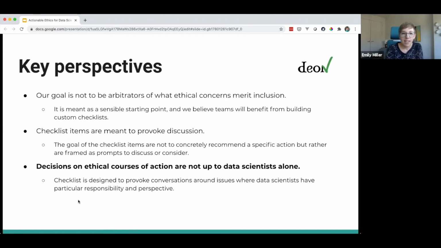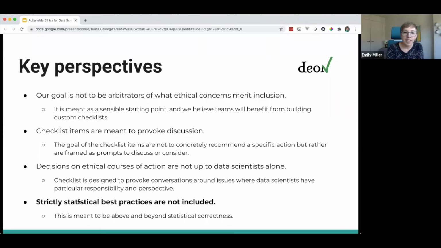I also want to call out that decisions on the ethical course of action are not up to data scientists alone. So we designed this checklist to provoke conversations around issues where data scientists have a particular responsibility. But this, of course, should be happening among a broader organizational commitment to doing what is right, right? This is not on the shoulders of data scientists alone.